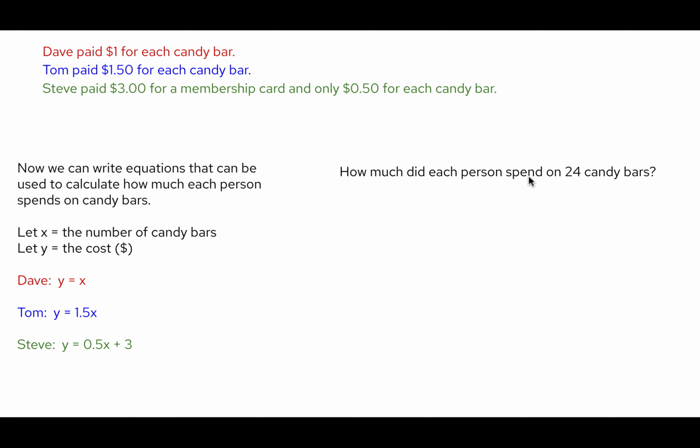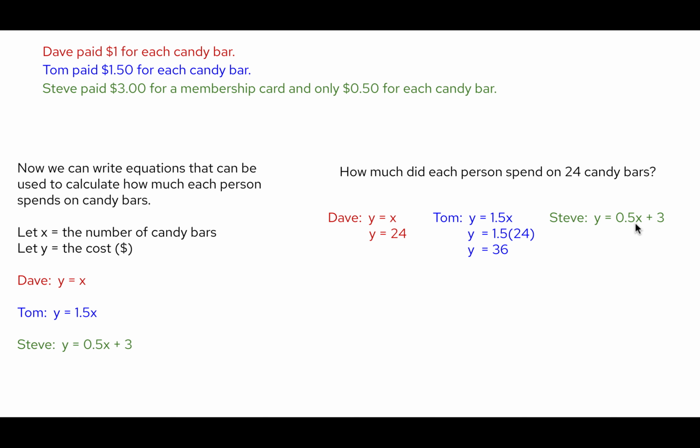Let's say we want to figure out how much each person spent on 24 candy bars. Let's start with Dave. Dave is y equals x. And x is the number of candy bars, so we can replace the x with 24. So y equals 24. For Tom, it's y equals 1.5x. So again, we know that the number of candy bars is 24, and that stands for x. So we replace the x with 24, and I get 1.5 multiplied by 24, or 36.